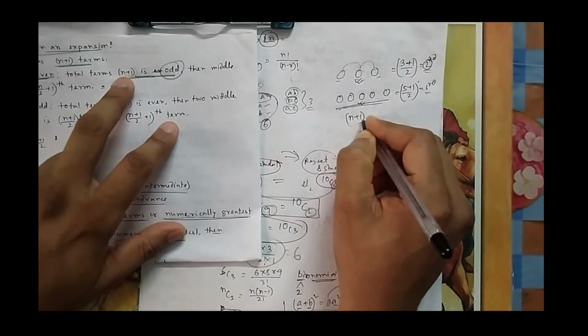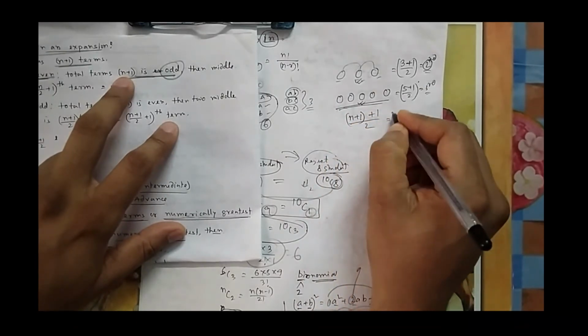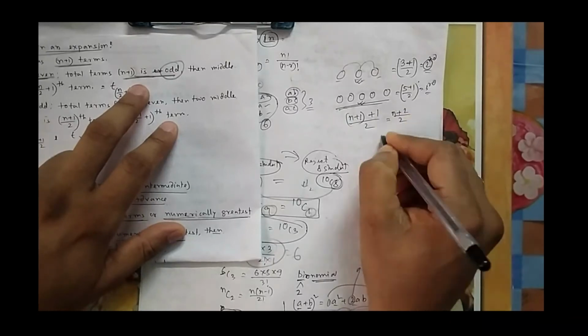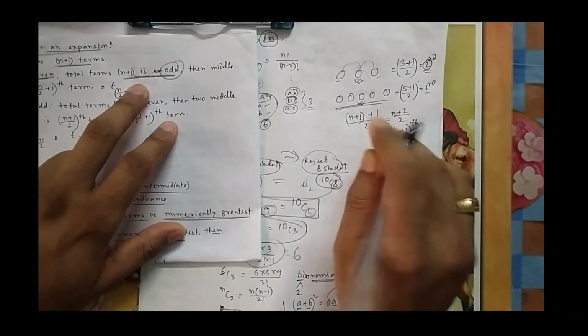Now how many numbers do you have? You have n plus 1 numbers. This is odd. So how to get the middle one? You will add 1, then divide by 2. So it will be (n plus 2) by 2. If you divide, it will be n by 2 plus 1. So this is the middle term.